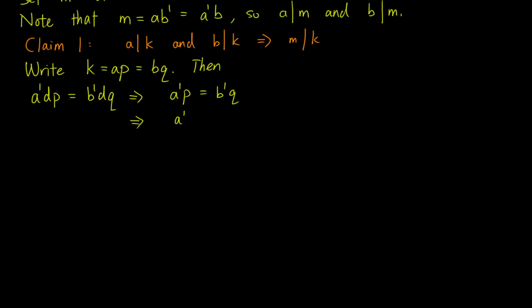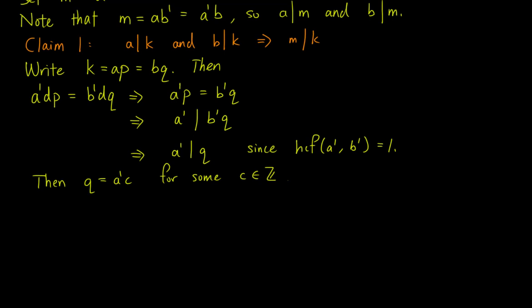This implies that a prime divides b prime times q. Since the HCF of a prime and b prime is 1, we know from the previous proposition that a prime divides q. So q equals a prime times c for some integer c. So k equals b times a prime times c, which equals m times c. This implies that m divides k.